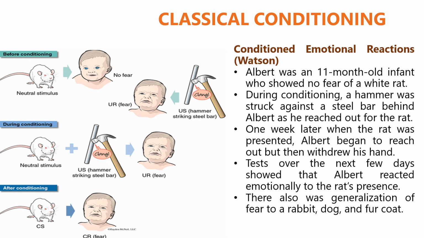This is another example of emotional reaction because of conditioning. What happened in this experiment? Albert was an 11-month-old infant who showed no fear of the white rat. During conditioning, a hammer was struck against a steel bar behind Albert as he reached out for the rat. One week later, when the rat was presented, Albert began to reach out, but then withdrew his hand instead of grabbing the rat. Tests over the next few days showed that Albert reacted emotionally to the rat's presence, and there was also generalization of fear to the rabbit, dog, and fur coat.